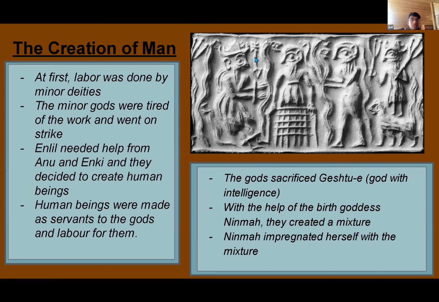And in the end, the mixture created seven men and seven women. And it was created after 9 days of being injected with the mixture. And this actually led to a celebration where the creation of humans caused a celebration in Sumerian culture that celebrated for 9 days after a child's born.